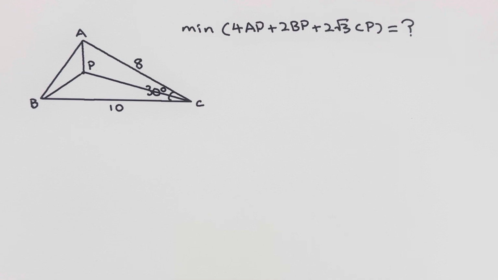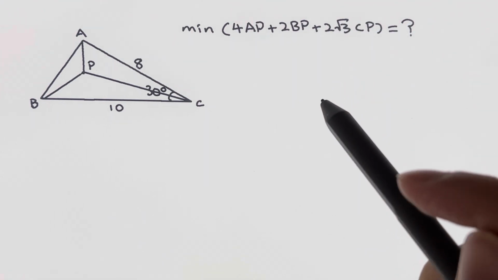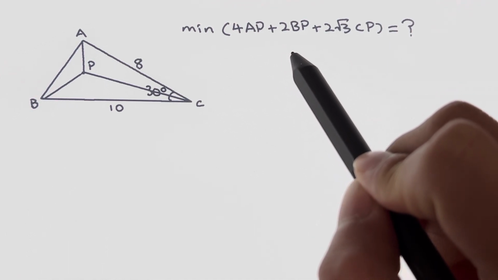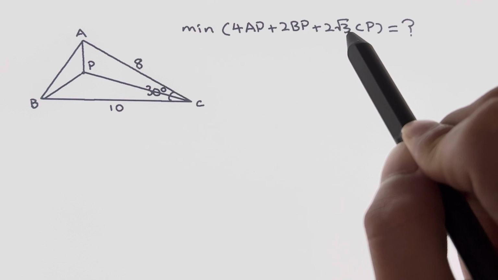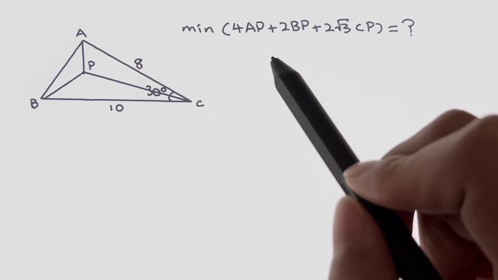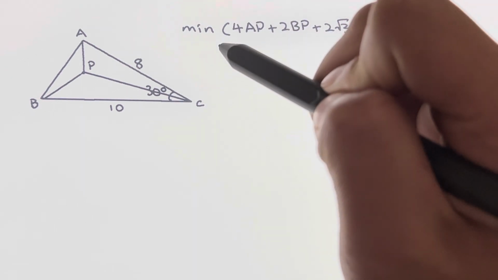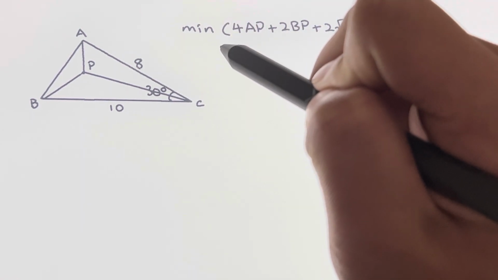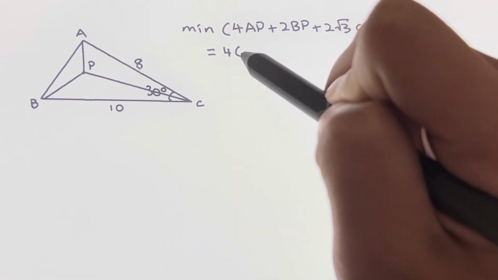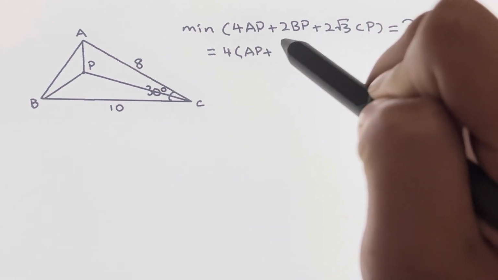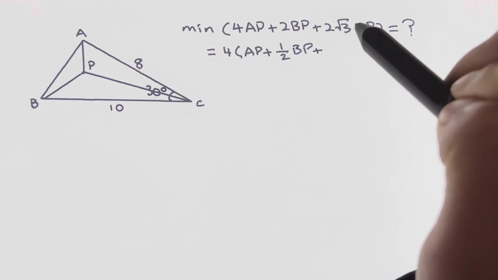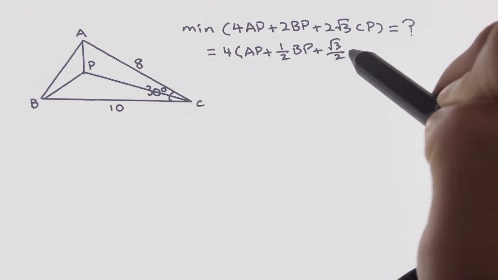When you look at the question, first of all, you realize that these coefficients are hard to work with. So instead, you want to turn these coefficients into special ratios in geometry, because we realize there's square root 3. And square root 3 appears in 30, 60, 90 right triangles. To get more of these special ratios, we can factor out the largest coefficient here. So this will become 4 times AP plus 2 over 4, which is 1/2, BP plus 2√3 divided by 4, which is square root 3 over 2, CP.